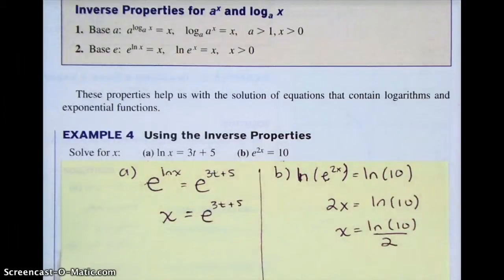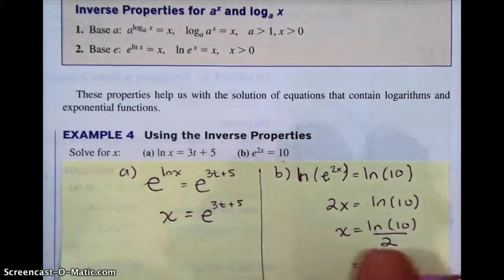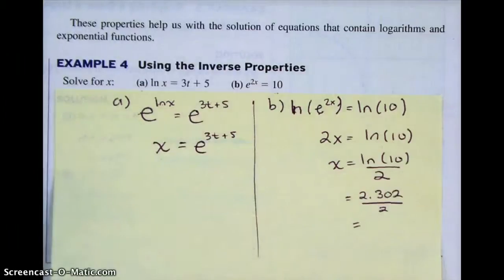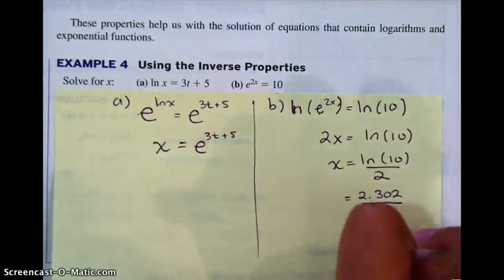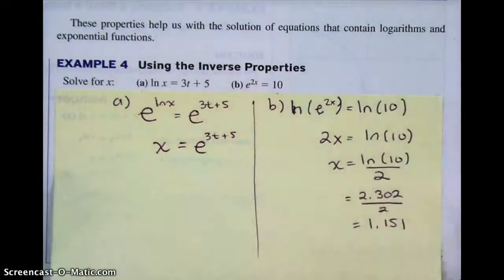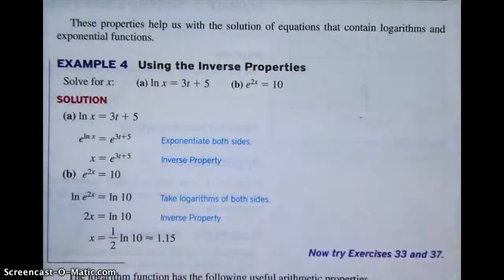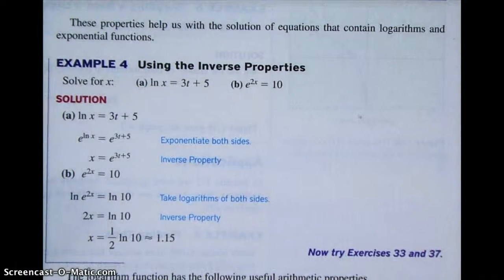But if you're taking the AP exam and it's a calculator section and you need to get a decimal answer, you would go to your calculator, take the ln of 10, which turns out to be 2.302, and you would divide it by 2, getting an answer of 1.151. This is what it looks like in the book's terms. You'll see that they did the same work that I did. And we'll move on to log properties.